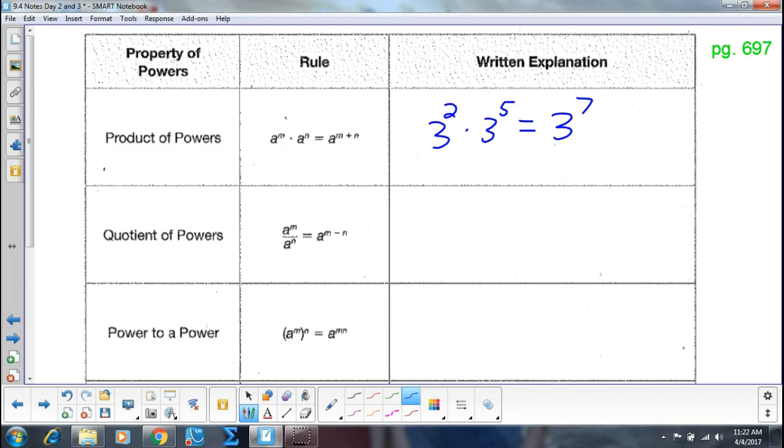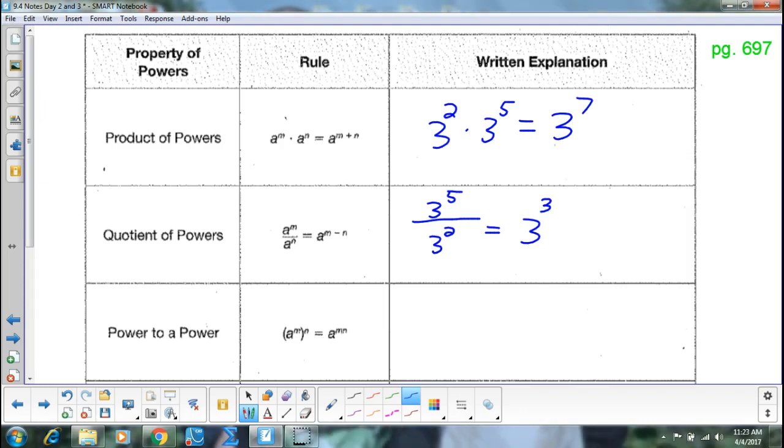Okay? The quotient says that if you're dividing them, 3 to the 5th power divided by 3 squared, then you're going to subtract those exponents. So that would be 3 cubed. That would be like 1 to the 3rd. Because we're not dividing the actual bases. We're just subtracting the exponents. Because then in that case, everything would then be 1. Okay?